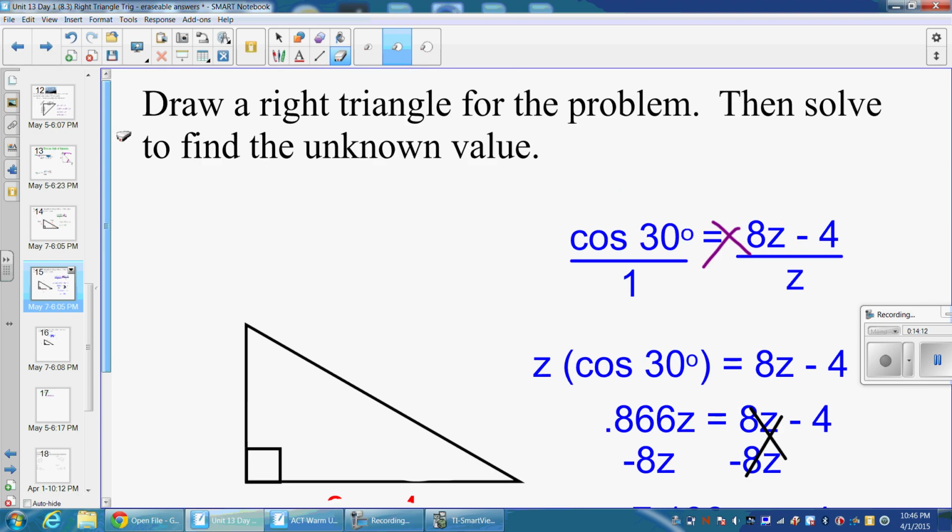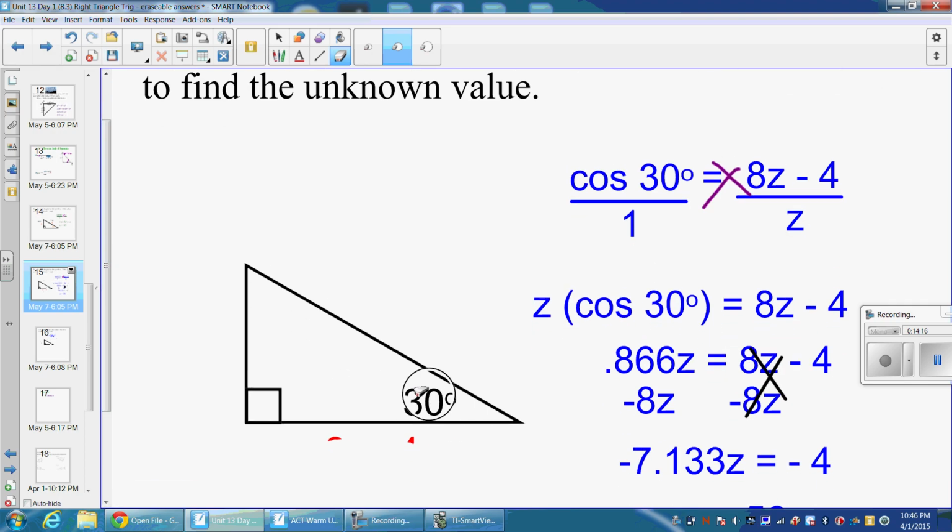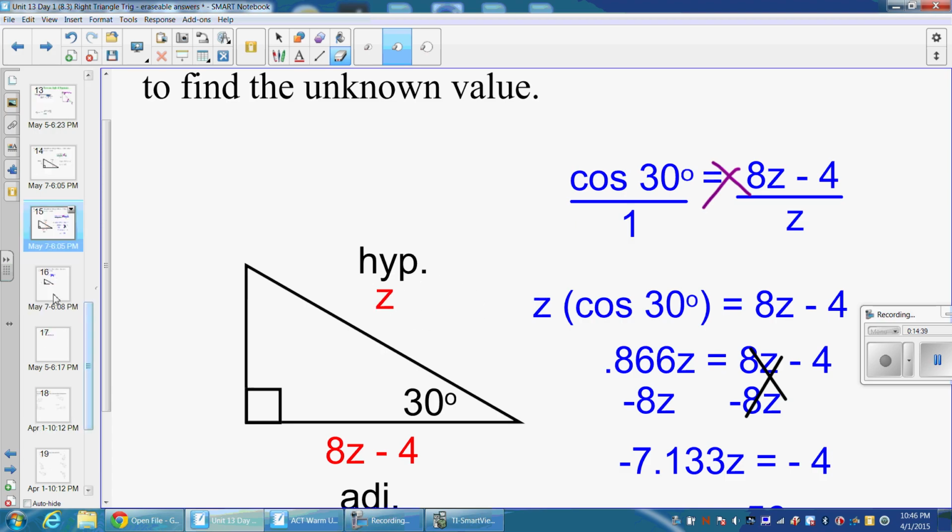Now to set up the picture, I just draw a generic triangle. I pick whatever angle I want to be 30, so I picked the same angle as in the last picture. Cosine is the adjacent and the hypotenuse. So this is my hypotenuse. This is my adjacent side. So it's adjacent over hypotenuse. So the top part of my fraction is the adjacent side, so this must be 8z minus 4. And the bottom is my hypotenuse. So there would be my picture for that.